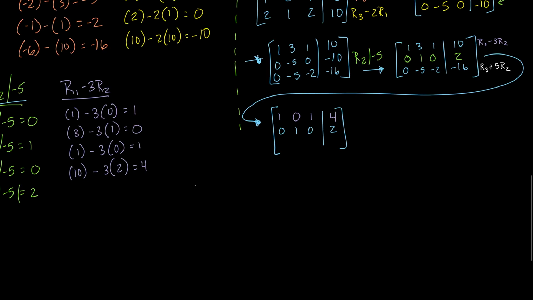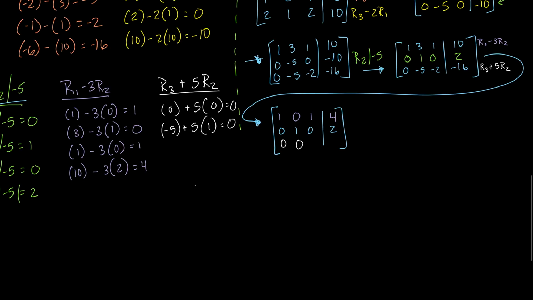So we have our row 3 plus 5 times row 2. So our row 3 x value is 0 plus 5 times our row 2 value, which is also 0. So that ends up being 0. Then row 3 y value is negative 5 plus 5 times our row 2 value, which is 1. Negative 5 plus 5 is 0, which is what we wanted.